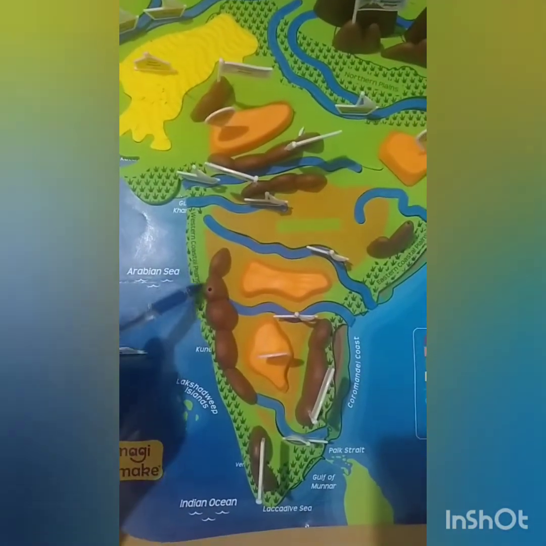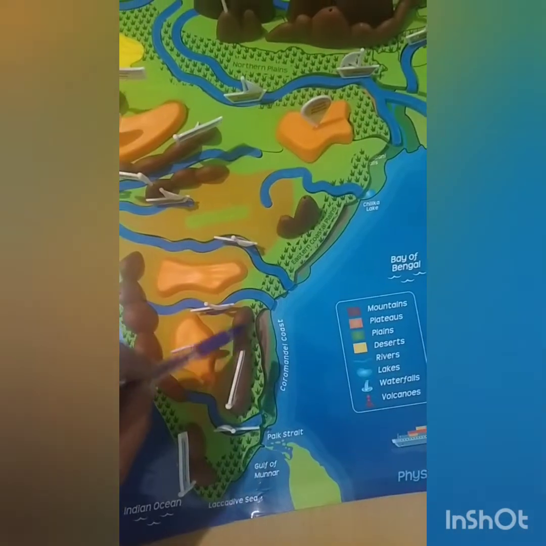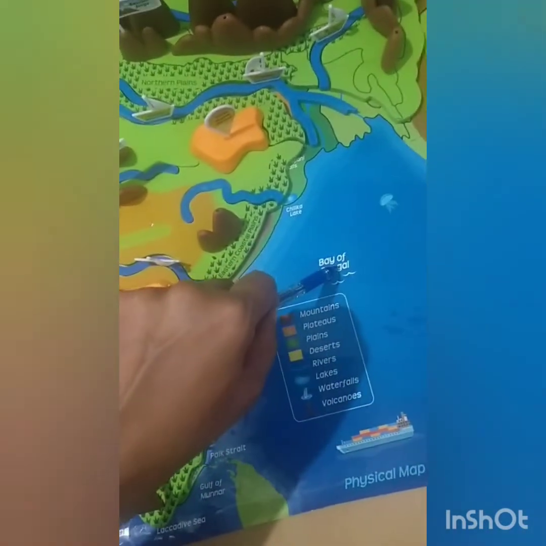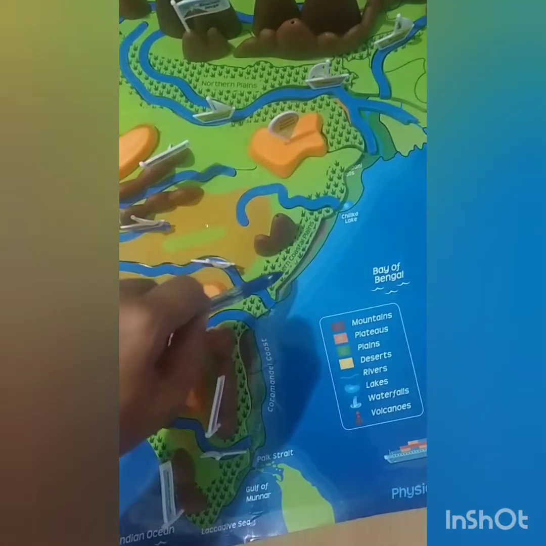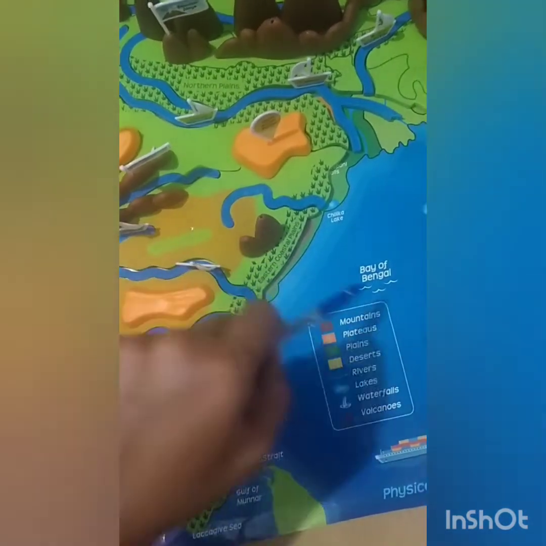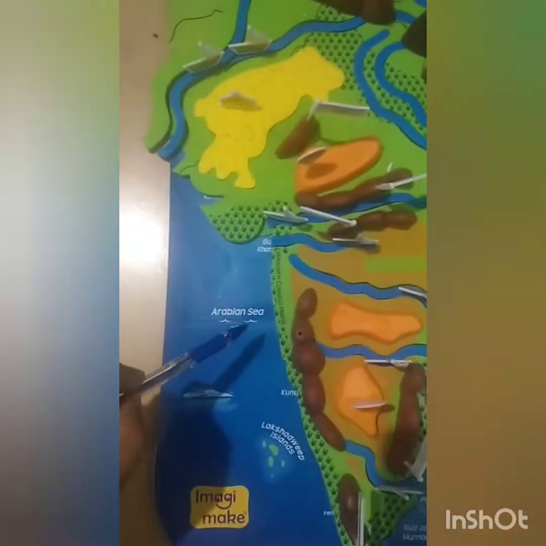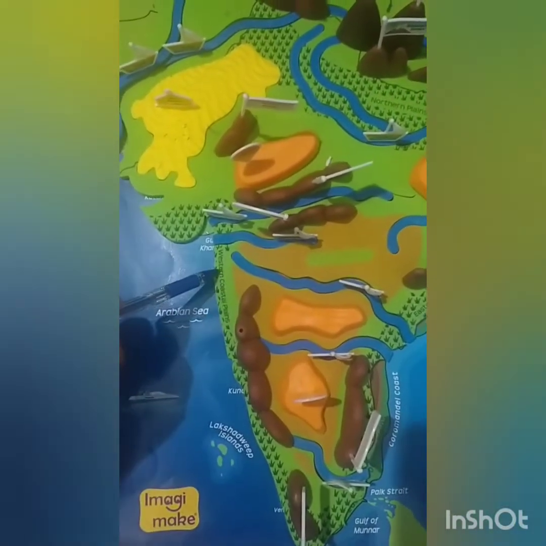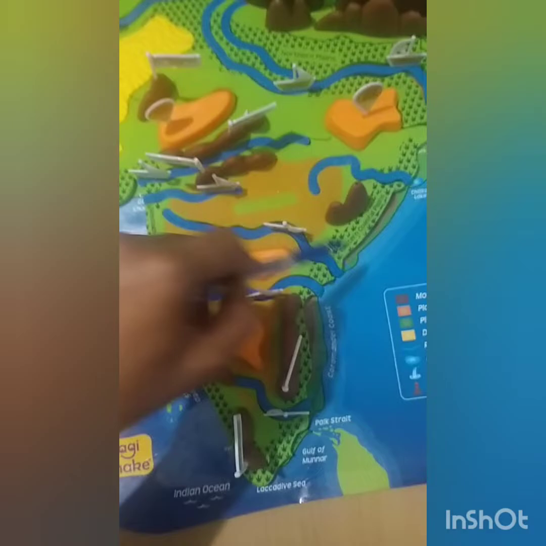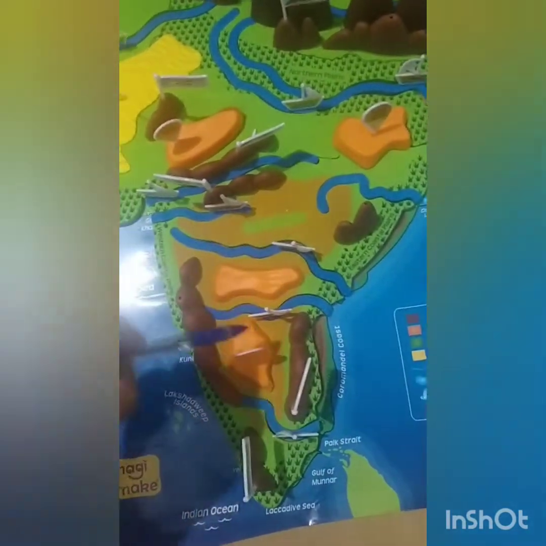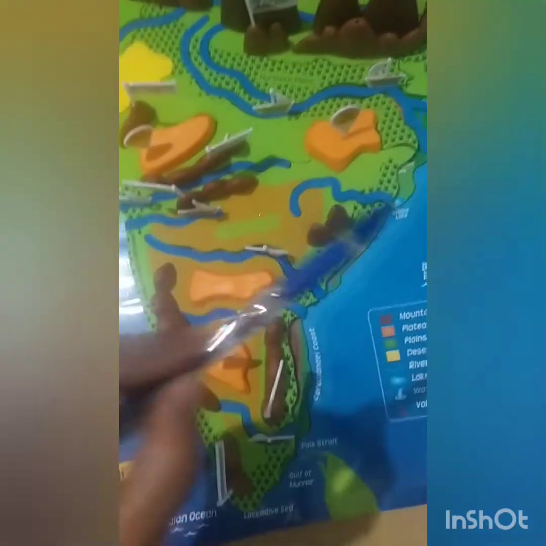Coastal plains are located on either side of this Peninsular Plateau. This is the eastern coastal plain, and this is the western coastal plain. This is the Eastern Ghats. Between the Eastern Ghats and the Bay of Bengal we can see the eastern coastal plain. Between the Arabian Sea and the Western Ghats, the western coastal plain. So on either side of the Peninsular Plateau we can see these two coastal plains.